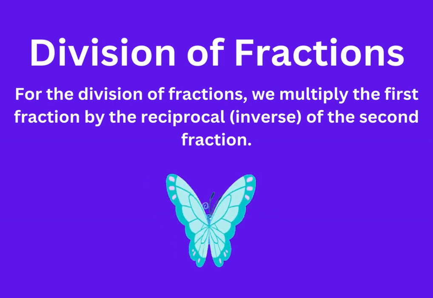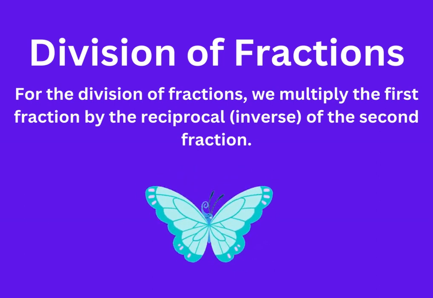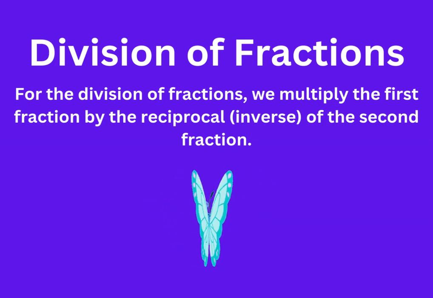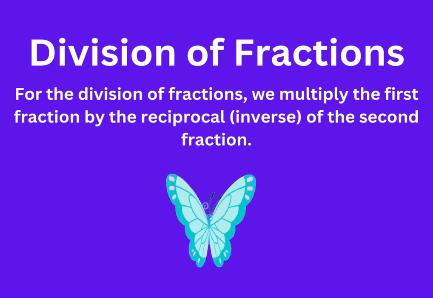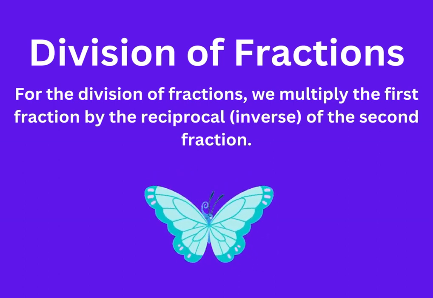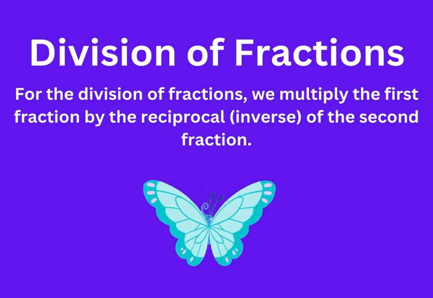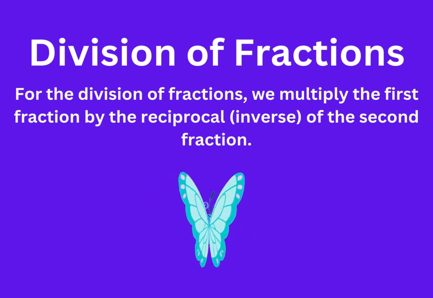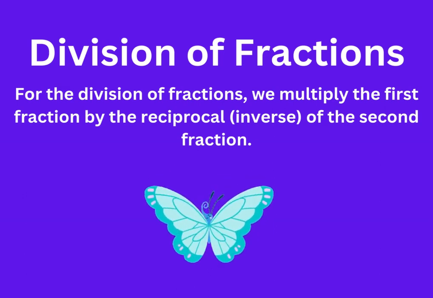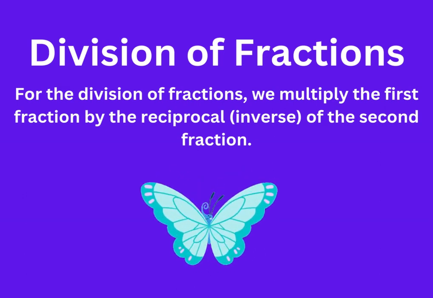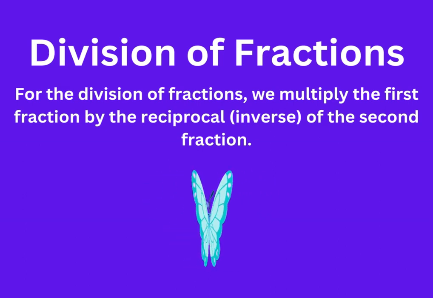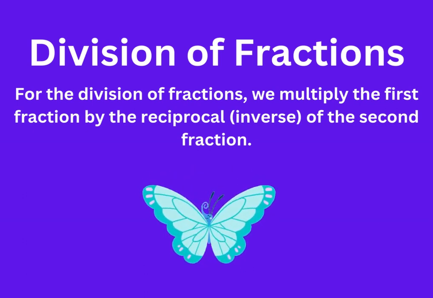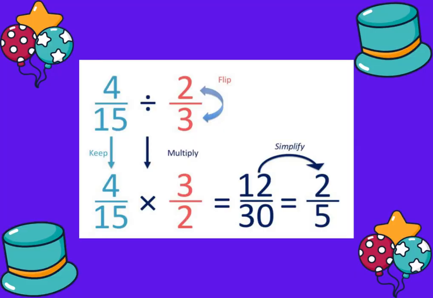Dividing also and multiplying also. How does multiplication come into this? There is a step that for the division of fractions, we multiply the first fraction by the reciprocal of the second fraction. It means you have to change the fraction which is being divided by the other fraction. That is, if it is 3 by 4, you have to change it to 4 by 3, and the multiplication sign comes here. I will show you in the example here.